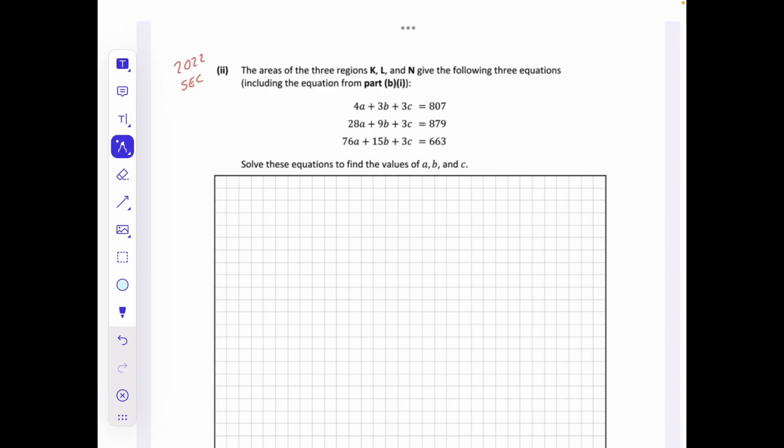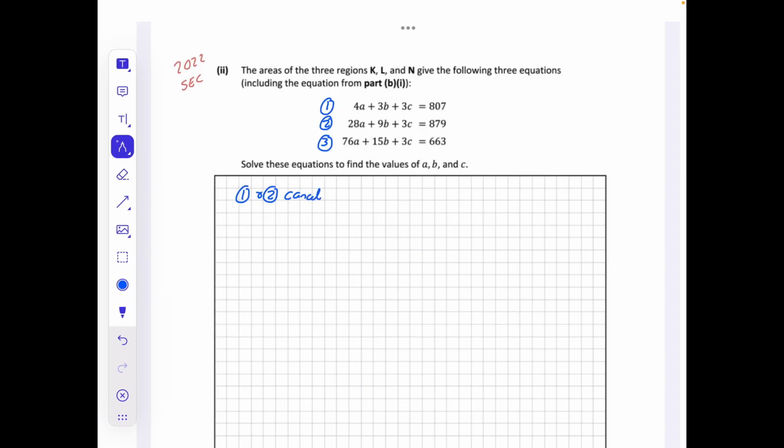We're asked to solve the equations. There's three equations, three unknowns. This is very, very similar to the last example we just did. Okay, so I'm going to label these first, as I did the last time, as 1, 2 and 3. I'm going to take 1 and 2 first, and I'm going to cancel.